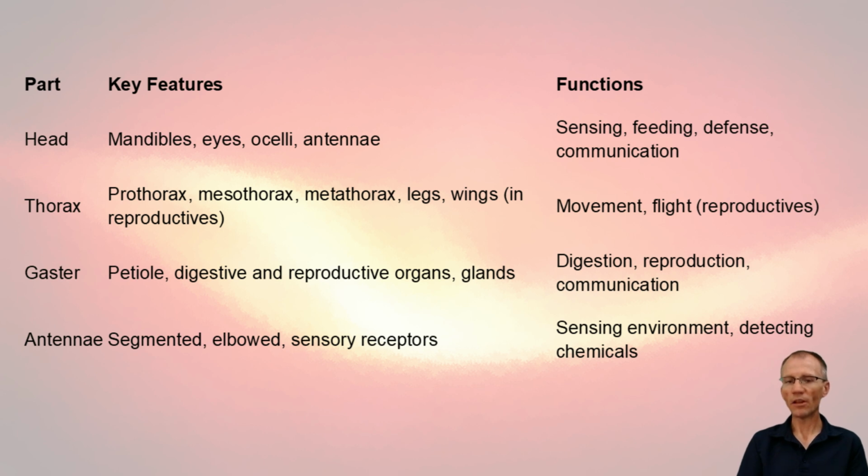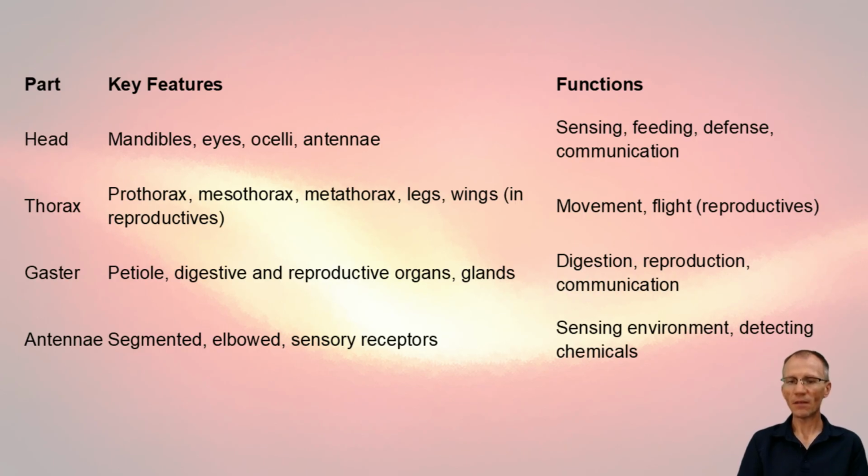The next part we want to look at is the thorax. This would include the prothorax, the mesothorax, and the metathorax. This would include legs and wings and reproductives. Functions are going to be movement and flight for the reproductives.